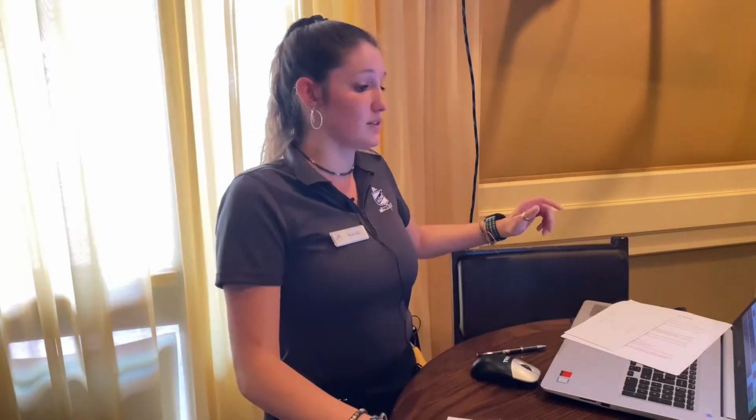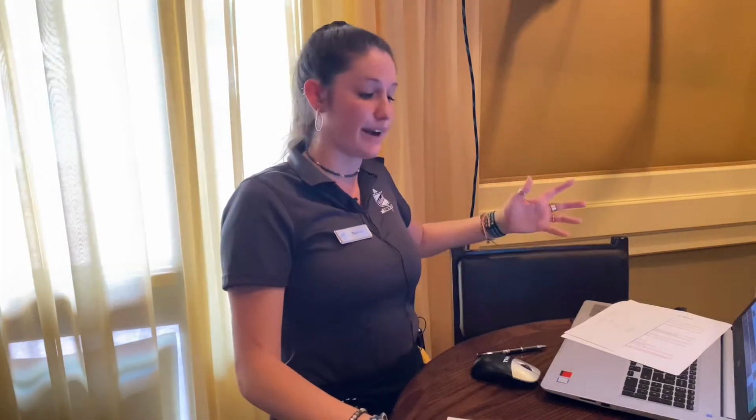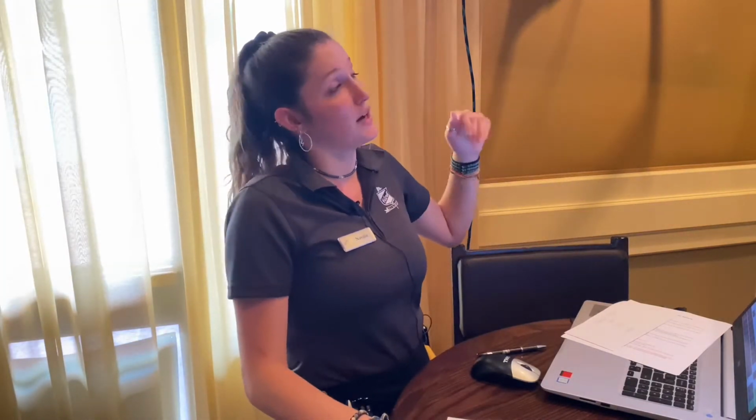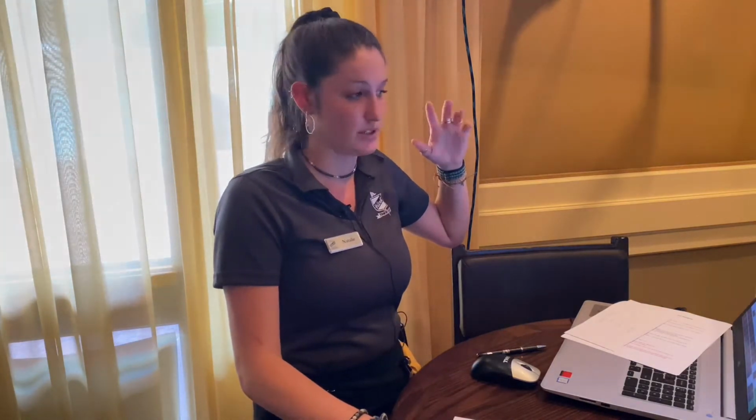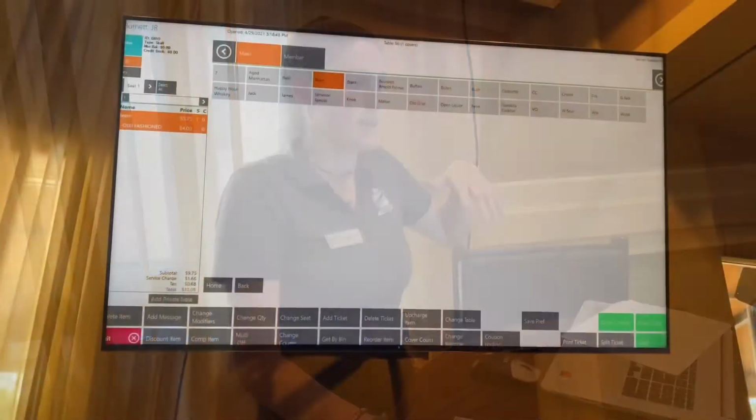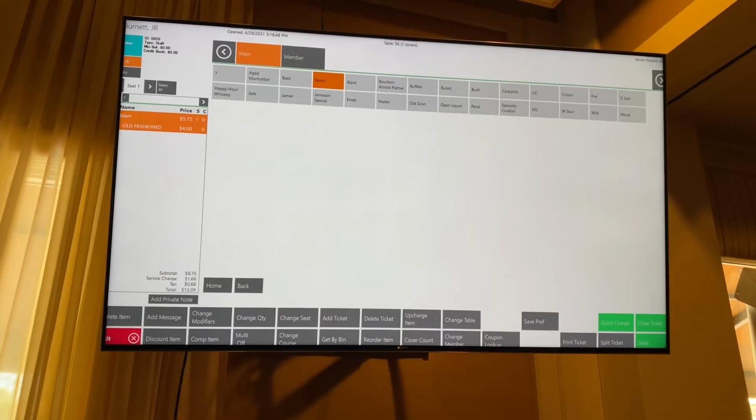So we're going to also talk about how to do a cash ticket, and this is going to be on the POS as an example. It's very similar on the iPad. All right, so this is going to be an example of what your POS is going to look like. We just did a simple drink for this example.